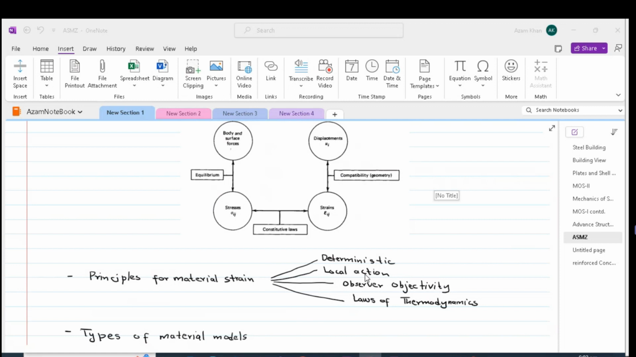The final principle of material constitutive law is that the material will obey the laws of thermodynamics. It obeys all the laws of thermodynamics. The most common ones are the first and the second laws of thermodynamics. We will discuss the first law of thermodynamics in a minute.